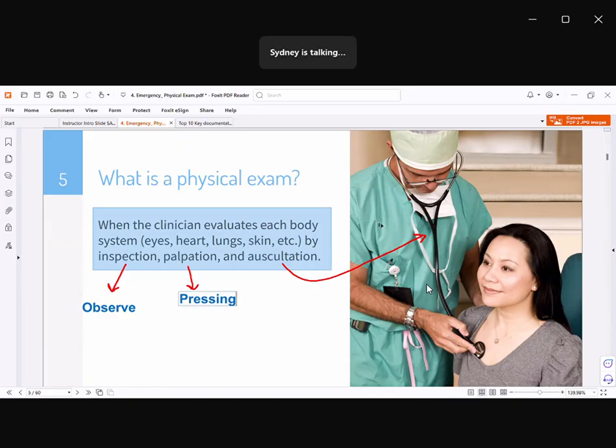And then auscultation is what we see in this picture. So when the doctor pulls out their stethoscope, they're using it to listen to part of the body. In this case, since it's the patient's chest, likely they're listening to the heart sounds. So while some doctors will have some variations, in general, an average exam has all of these components.